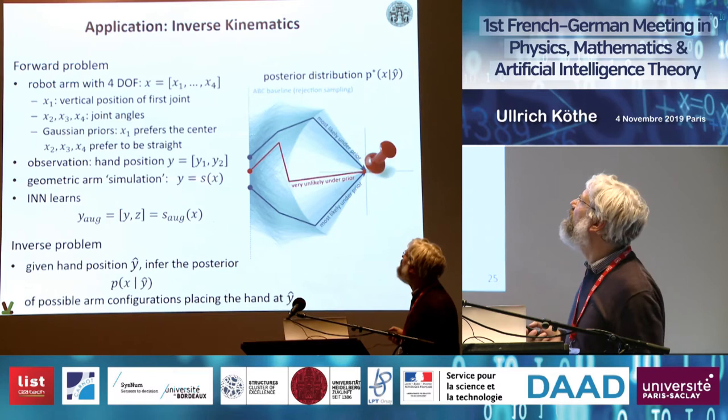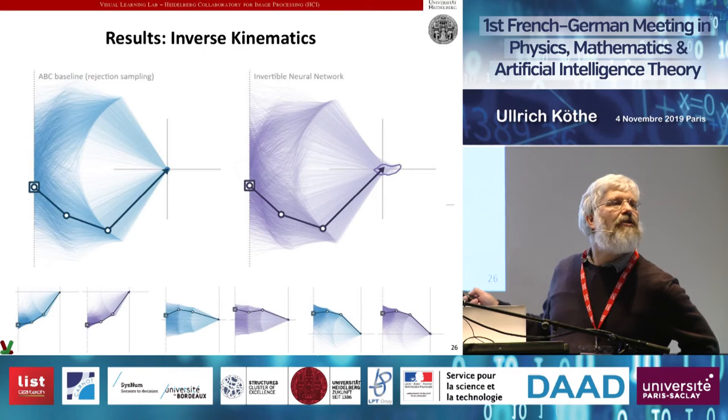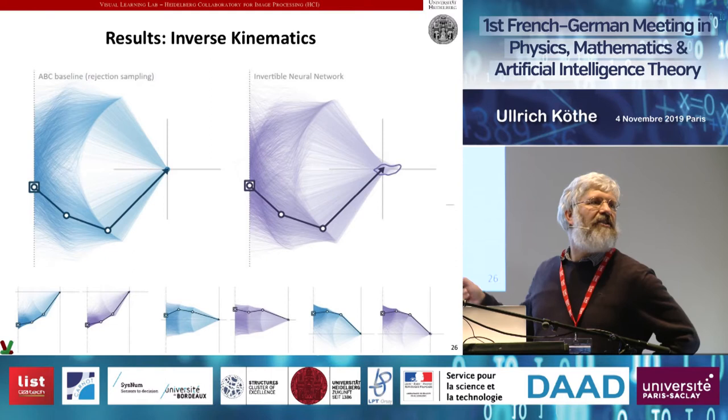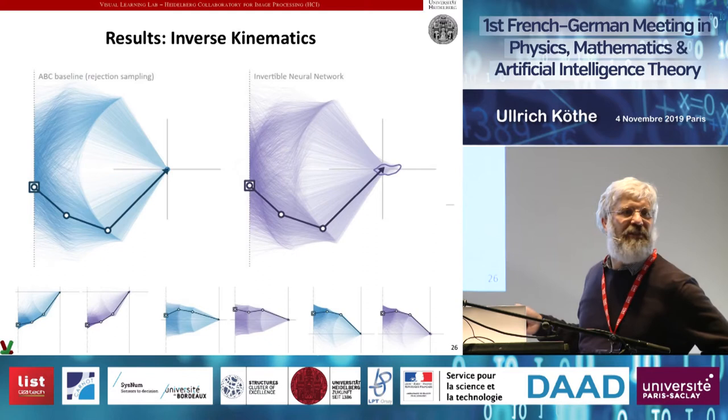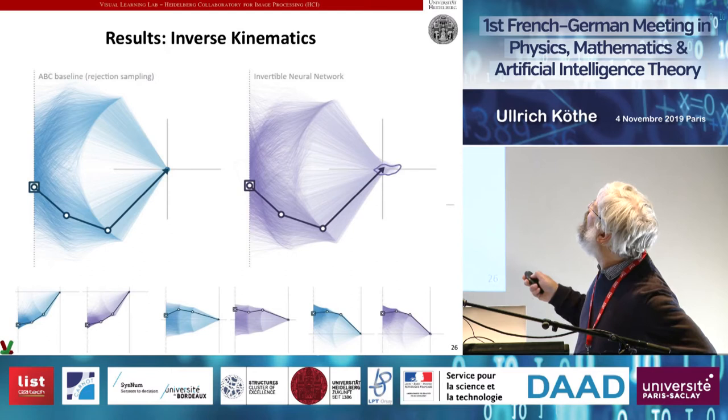So, here is what we got with our network. This is a rejection sampling ground truth. It's extremely expensive because we sample millions of arm configurations and only keep the ones where the hand is at the appropriate position. But we know that this is the truth. And this is what our network gives us. So you see, by and large, it's pretty good. Only in the middle, it has too much mess in comparison to the ground truth.